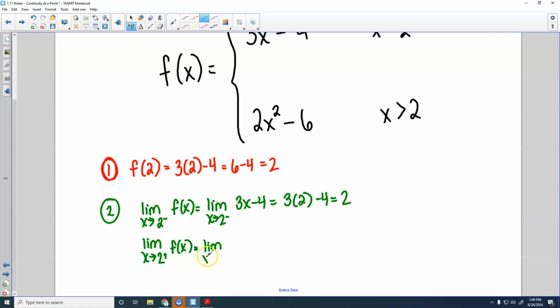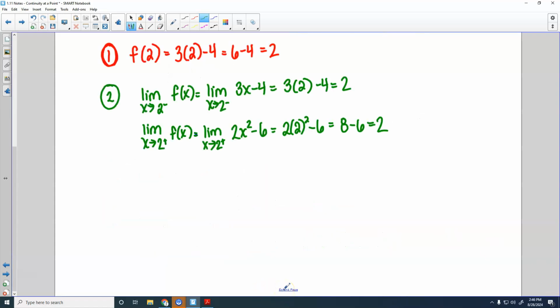Okay. From the right, you would use the bottom equation, 2x squared minus 6, and that's going to be 2 times 2 squared minus 6. And 2 squared is 4 times 2 is going to give you 8 minus 6, which is 2. So does our limit exist? Yes. And what does it equal? 2. So I'm going to say, therefore, the limit as x approaches 2 of f of x from both sides equals 2.